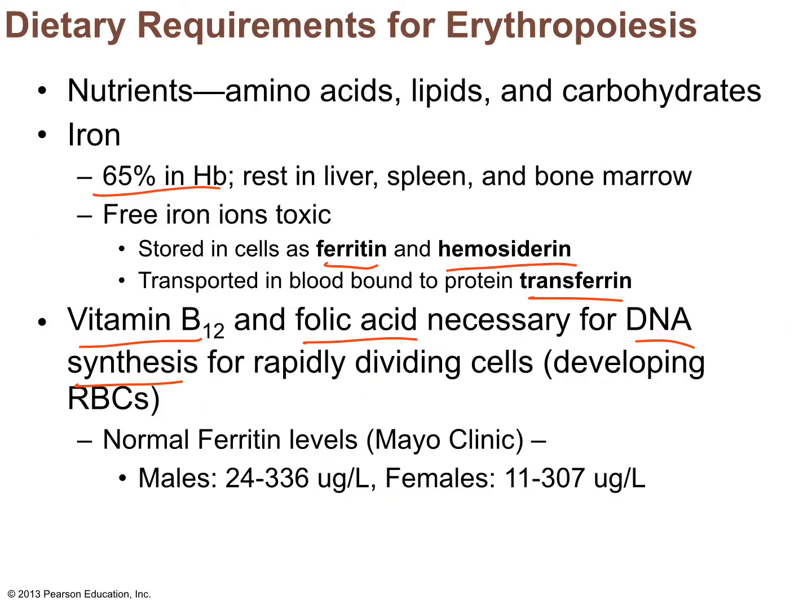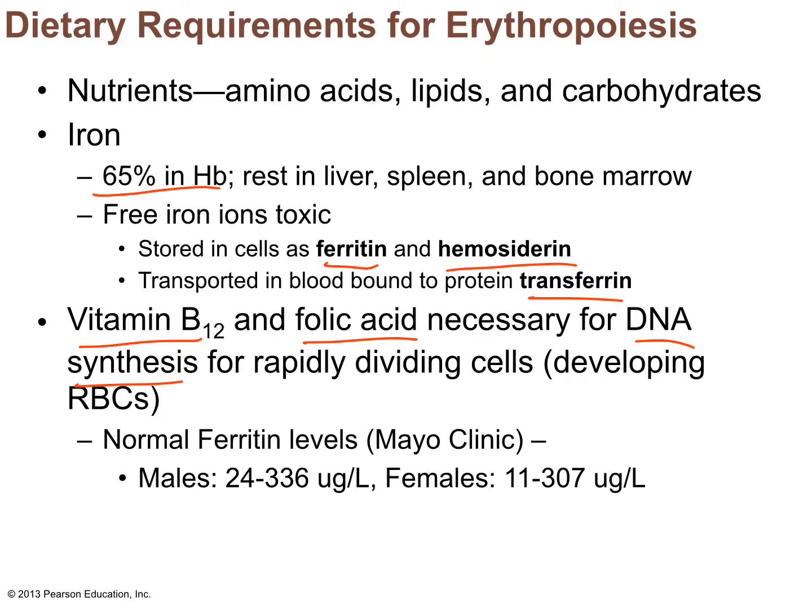There are lots of components that go into making a red blood cell, like amino acids, lipids, and carbohydrates, all your macronutrients, but also some micronutrients like B vitamins, B12, folic acid, both being classified as B vitamins, both necessary for DNA synthesis, and then also iron being a big one. Iron, 65% of it is found in your hemoglobin, and the rest is found in liver, spleen, and bone marrow.